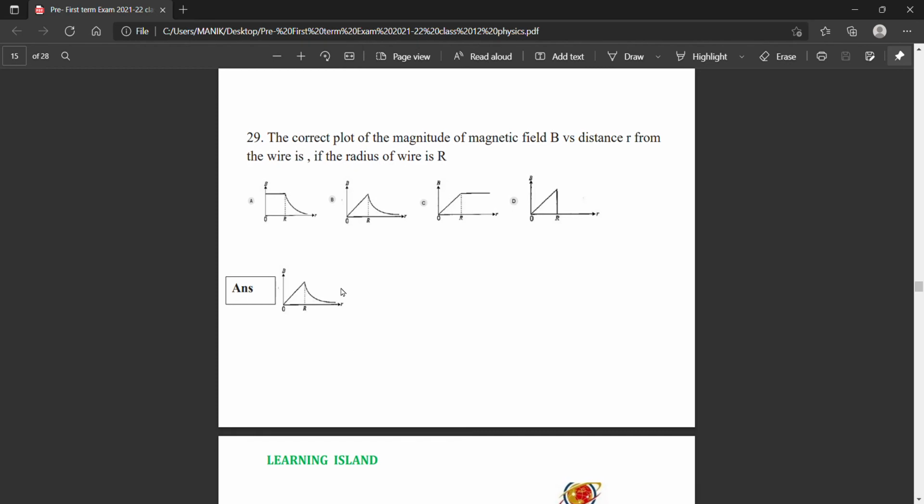Question number 29. The correct plot of the magnitude of the magnetic field B versus distance R from the wire is, if the radius of the wire is R. Here see, the answer is option B, because up to the radius, the magnitude of the magnetic field is proportional to the distance, but after that it is not directly proportional to the distance. So the graph will be as picture B, option B.